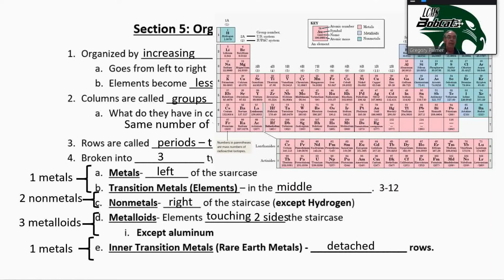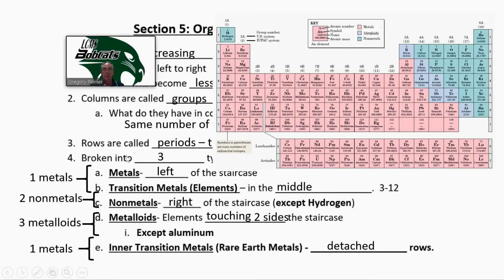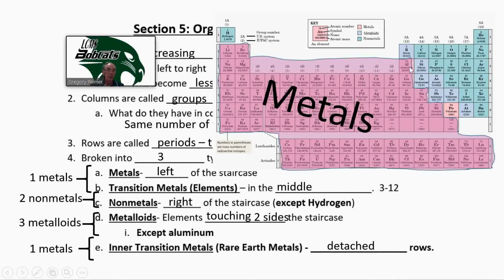Now let's take a look at this periodic table, and this isn't as complicated as what this sounded. We said the metals are left of the staircase. So here's the staircase. Everything to the left, except for that hydrogen, is a metal. That includes, over here to the right of the staircase are the nonmetals. So that was the second big group.